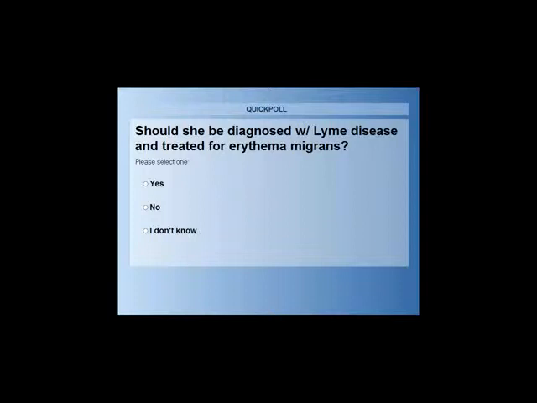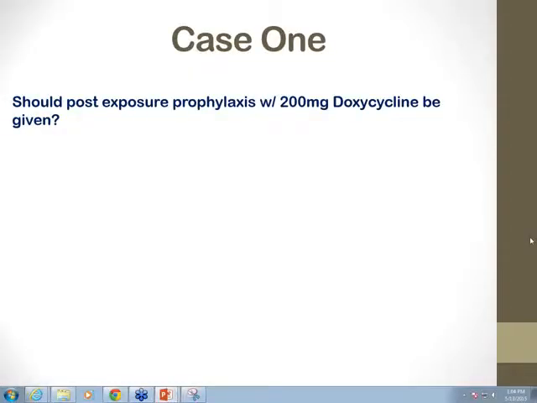If there is doubt about the diagnosis, there's nothing wrong with using the underappreciated time as our diagnostic modality. So you can watch her, have her come back to your office in a day or so, 2 days later, and see if the lesion is enlarging, or if it's going away after the tick was removed. Very reasonable. Okay, so should post-exposure prophylaxis with 200 milligrams of doxycycline then be given?